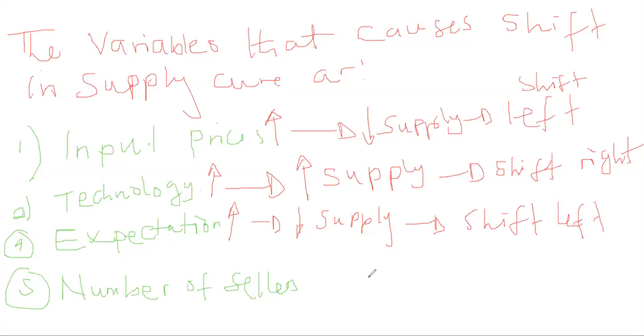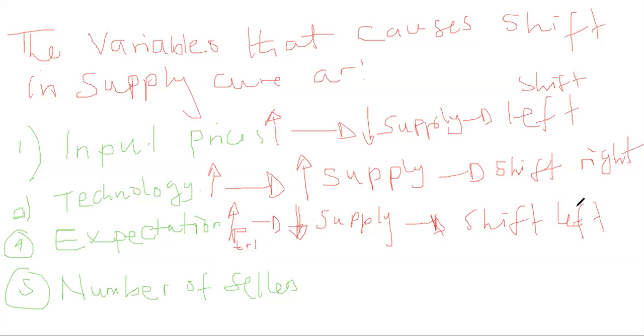If there is an expectation that the future price will increase, the seller will not bring many goods to the market because he or she will wait until the price increases so that he or she can have more profitability. So he will reduce the supply today. When he reduces the supply today, the supply curve will shift to the left, which is the same as a decrease in supply.